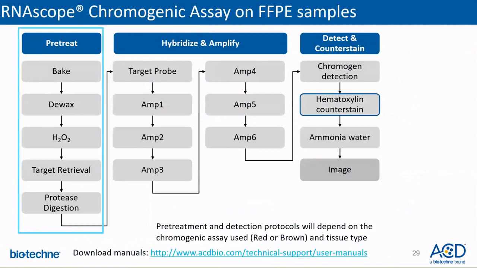This is an overview of the workflow for single-plex chromogenic assay using FFPE samples. The single-plex assay can take about 8 hours. Please refer to part 1 of the user manual for sample preparation and pre-treatment recommendations. The assay workflow has 4 major steps: pre-treatment, hybridization, amplification, and finally, staining and detection. The workflow for FFPE and fixed frozen samples will include a heat-mediated target retrieval step followed by protease digestion for pretreatment.